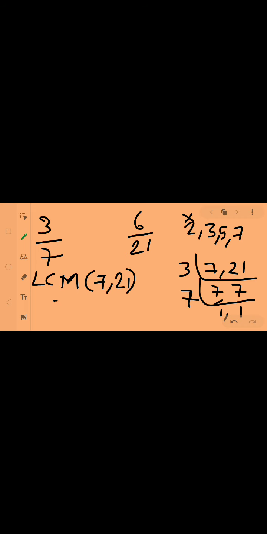We write the divisors as a product. The divisors are 3 and 7. So 3 into 7, we get 21. So 21 is the LCM. 21 is the LCM of denominators 7 and 21.